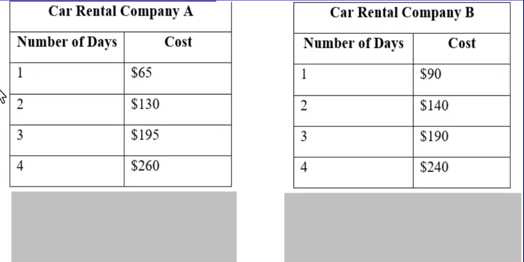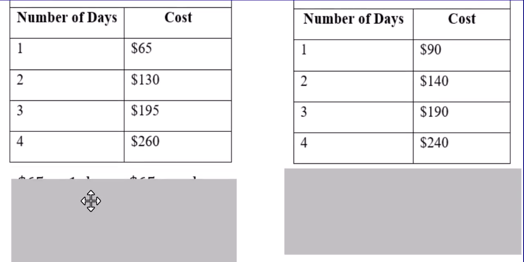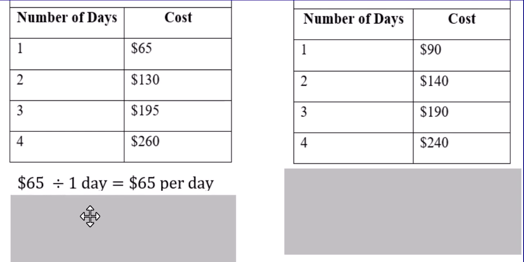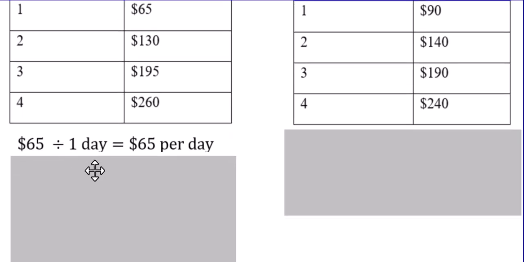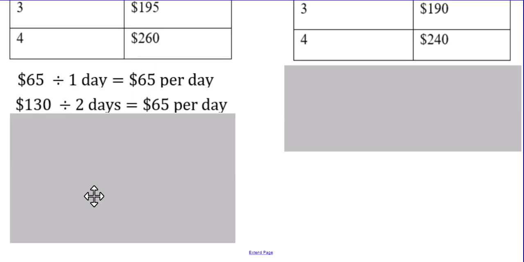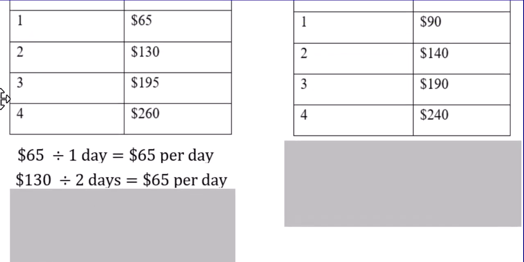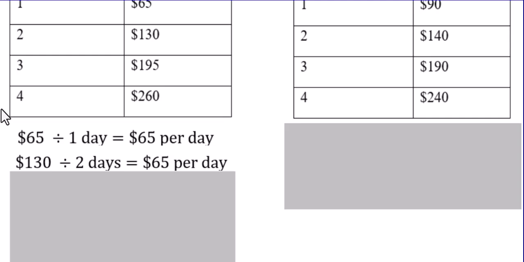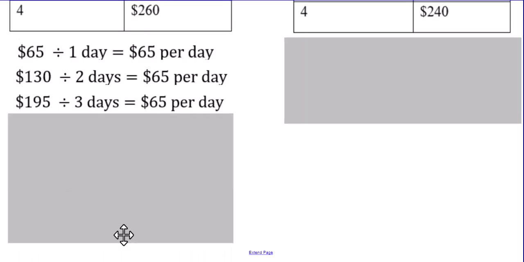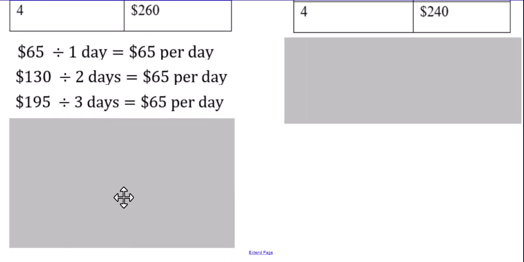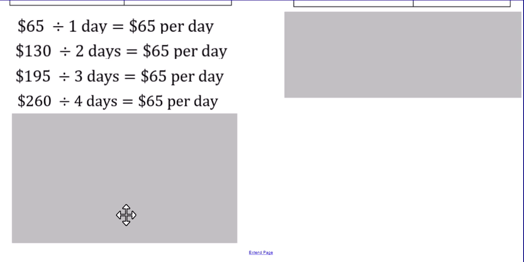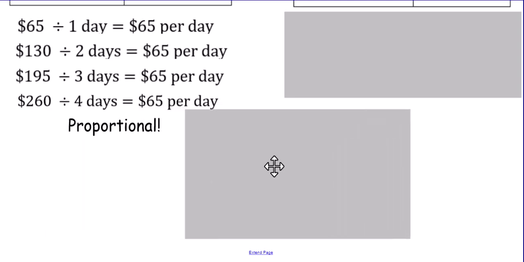So if I take $65 divided by 1 day, I am going to get a cost of $65 per day. We want to see if that's a constant ratio. So if I take $130 divided by 2 days, that's going to get me $65 per day. So far looks to be a constant rate. It is a good idea, though, to check all of the numbers just to make sure it is constant the whole way through. $195 divided by 3 days is also $65 per day, and then $260 divided by 4 days is also $65 per day.